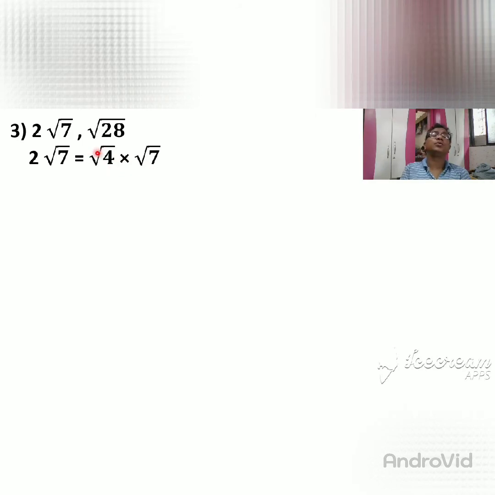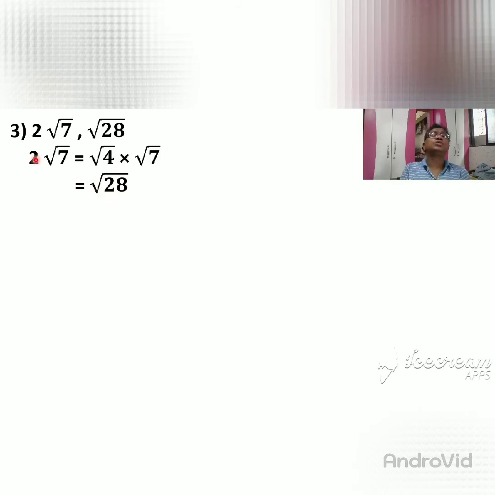Here the order is 2, and here the order is 2. Both have the same order, so we are multiplying. 4 7s are what? 4 7s are 28. So here we get the answer 28.